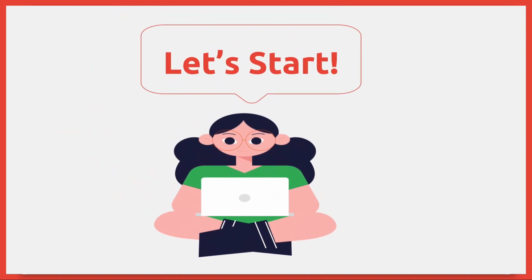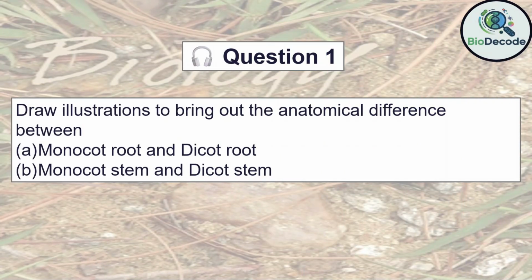So, plug in your earphones, focus your mind, and let's begin decoding the internal architecture of plants, from tissues and vascular bundles to the comparative anatomy of roots and leaves. This is BioDecode, and you're listening to Chapter 6, Anatomy of Flowering Plants, Exercise Solutions and Key Questions.